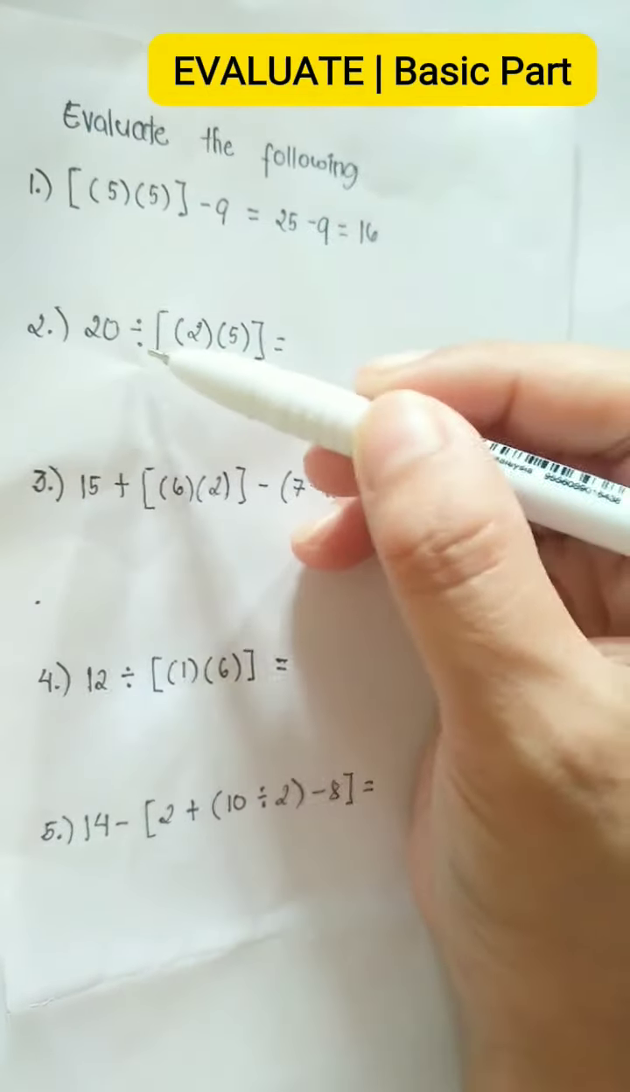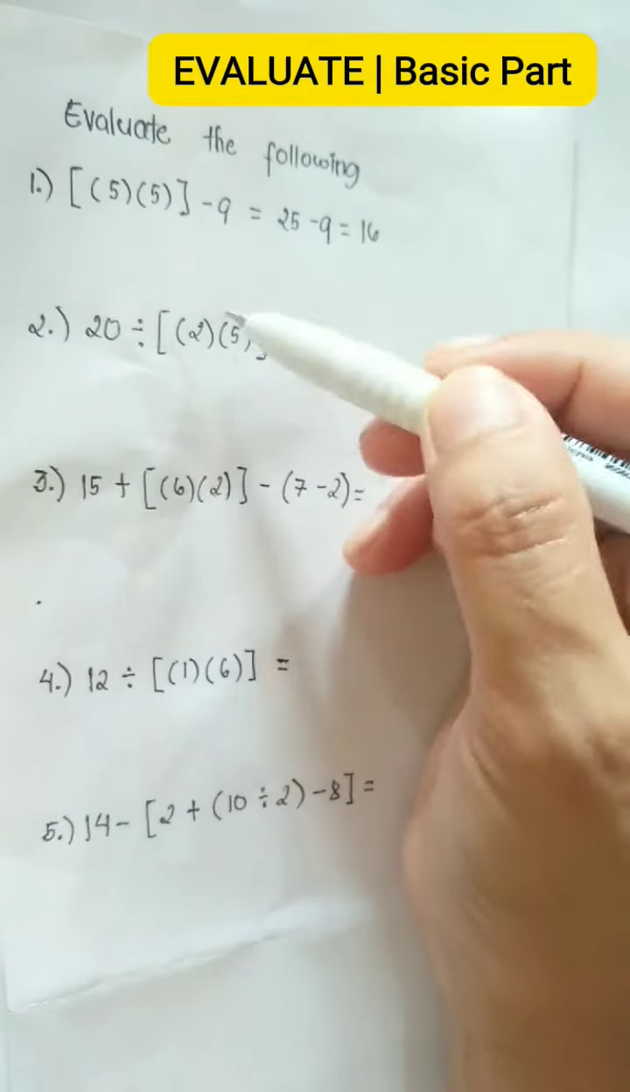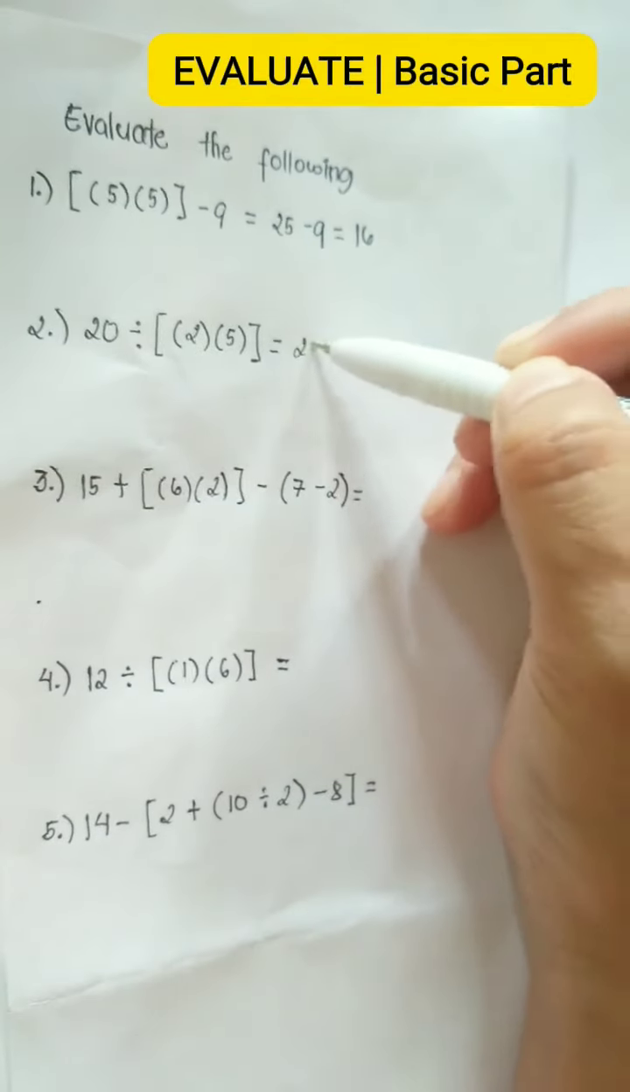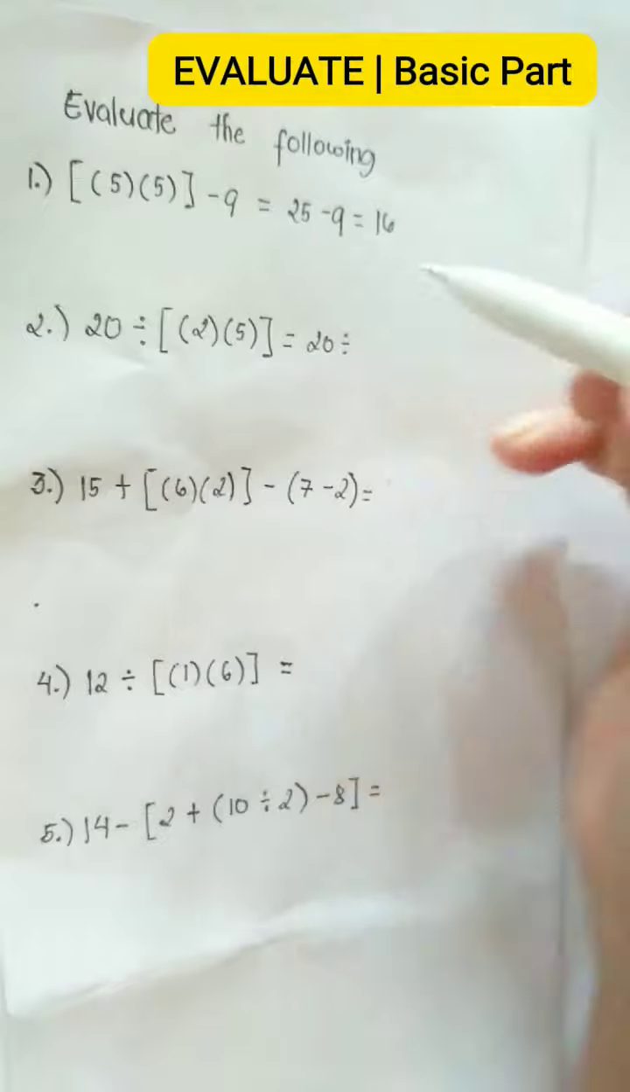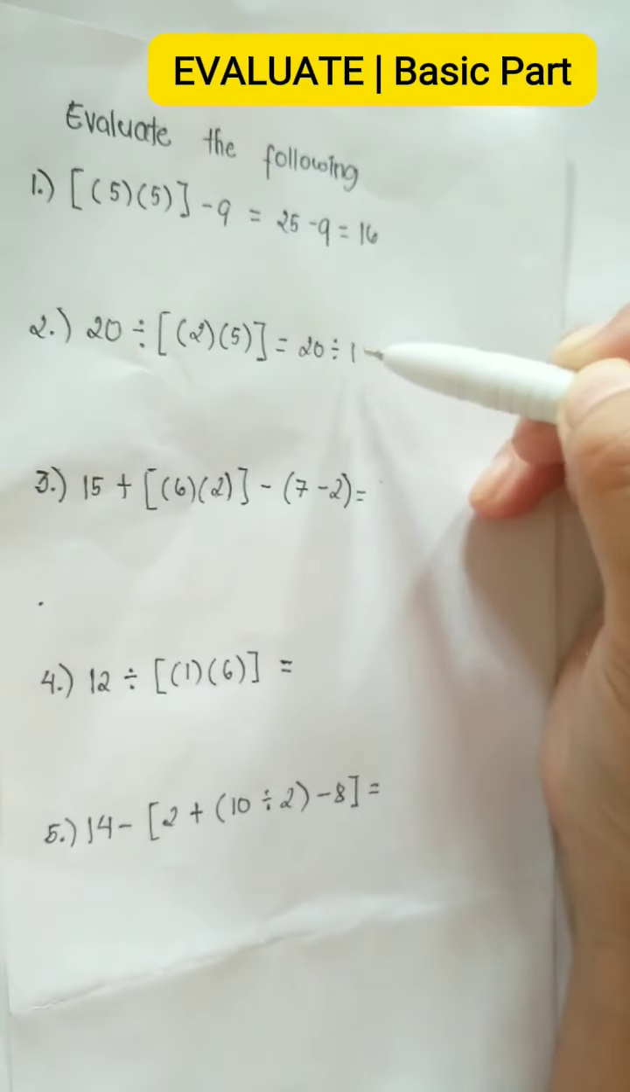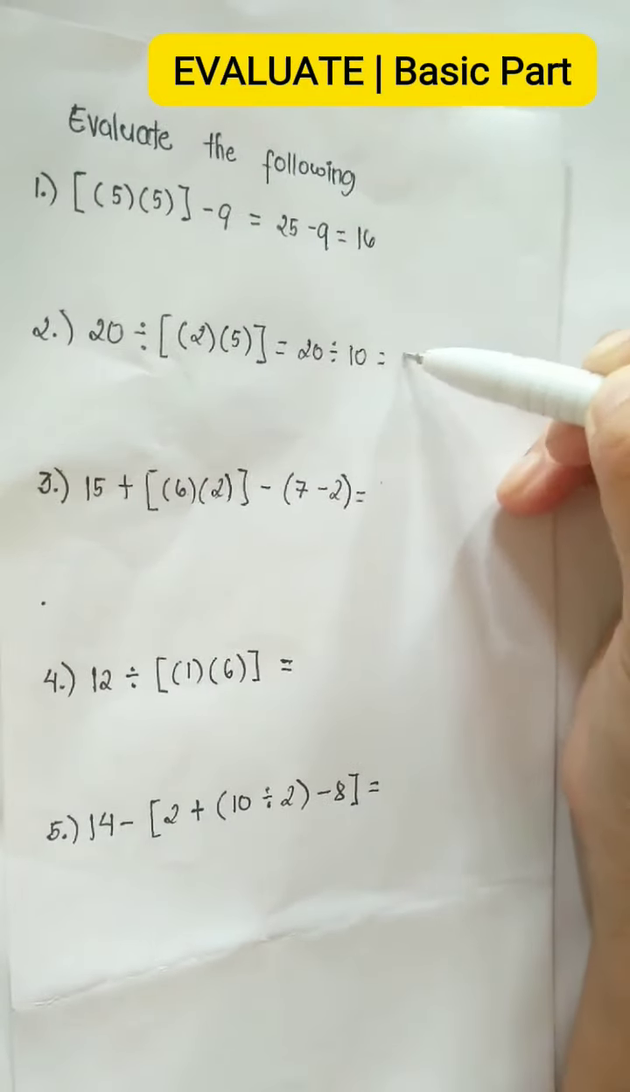Next, we have here 20 divided by (2 times 5). Again, we have to deal with the inside part. So we just simply write 20, then the divide. Then, after that, 2 times 5, that is 10. 20 divided by 10, that is 2.